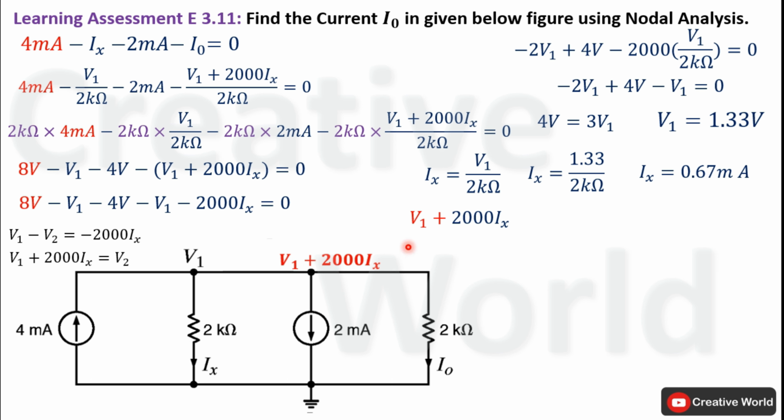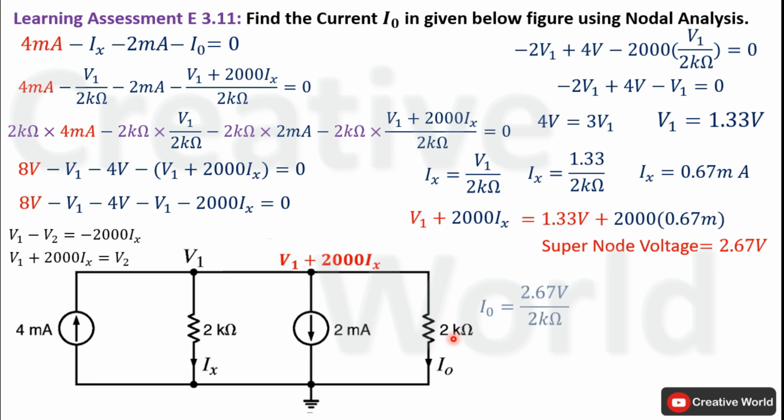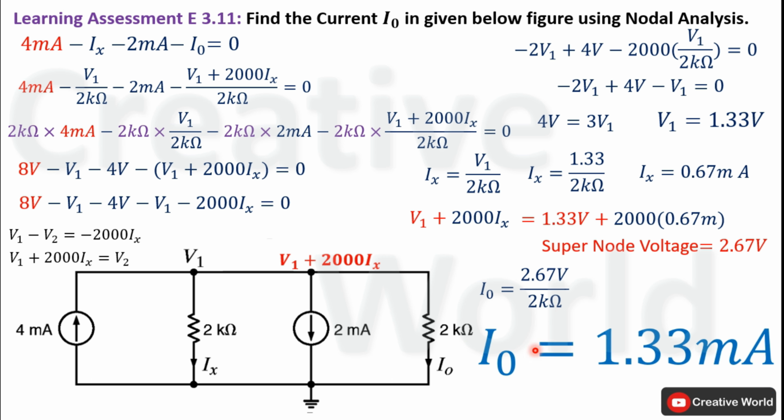This node voltage is equal to V1 plus 2000 times Ix. Replace V1 and Ix with their values and solve this equation. The value of this supernode voltage will be 2.67 volt. After calculating this node voltage, that is 2.67 volt, we are able to calculate current through this 2 kilo ohm resistance using Ohm's law. I0 will be equal to 2.67 volt divided by 2 kilo ohm. So the value of current I0 inside this network will be equal to 1.33 milliampere.